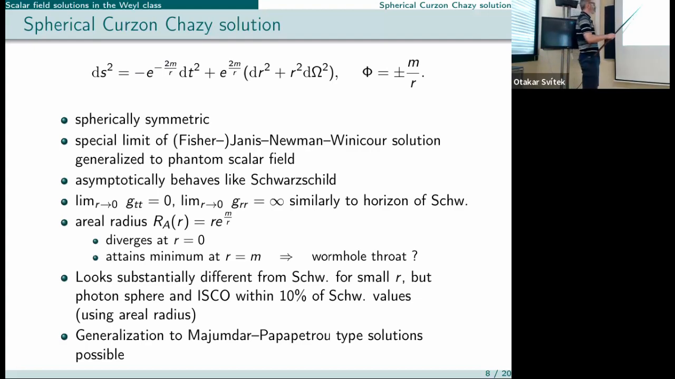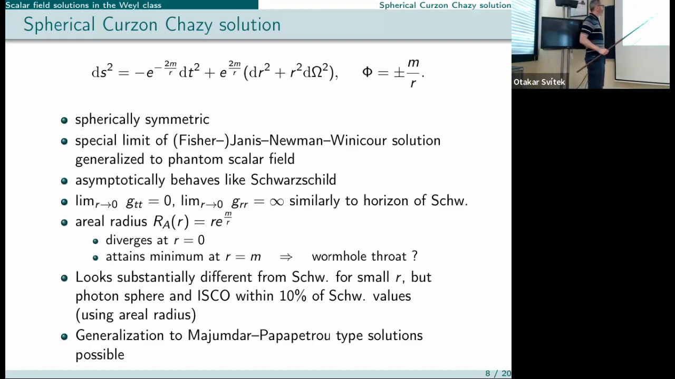Later, I will show what kind of limit of this Janis-Newman-Winicour, or sometimes now recently Fisher-Janis-Newman-Winicour solution, one should take in order to recover this solution. It behaves asymptotically like Schwarzschild, and at r equals 0, both the g_tt and g_rr metric functions behave similarly to how they behave in Schwarzschild on the horizon.